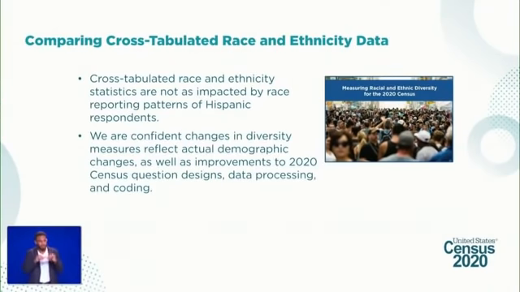For these measures, we cross-tabulate the race and Hispanic origin statistics as data users often do, such as with the 2020 Census redistricting tables. Here we see results that are not as impacted by the race reporting patterns of Hispanic or Latino respondents. Thus, we are confident that the changes we are seeing from 2010 to 2020 in the diversity measures, which calculate mutually exclusive Hispanic origin by race groups, likely reflect actual demographic changes in the population over the past 10 years, as well as improvements to the question designs, data processing, and coding.